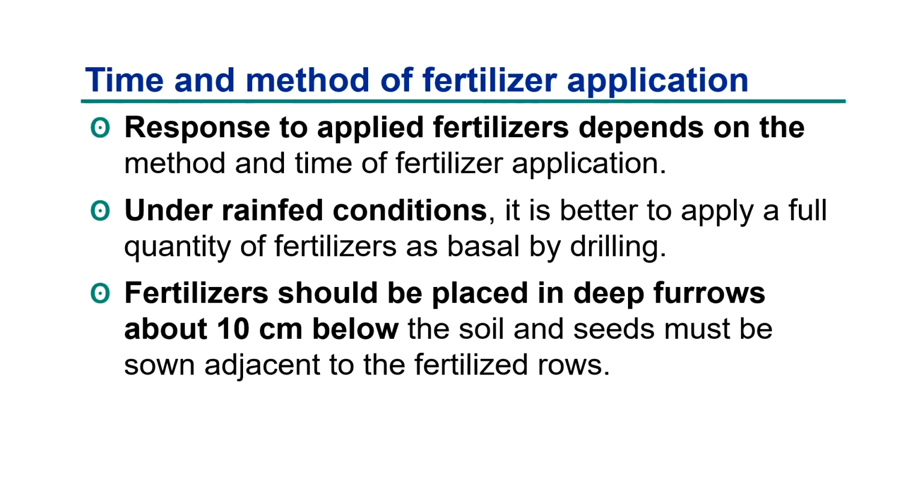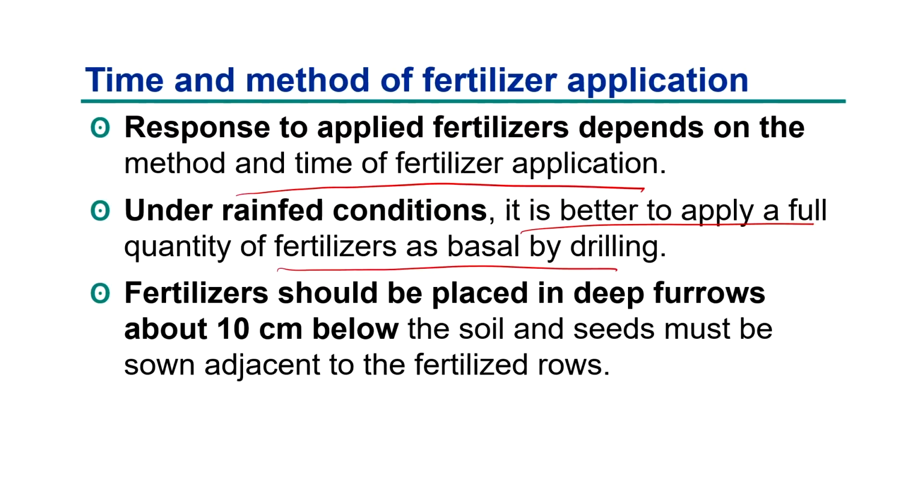Now, coming to the time and method of fertilizer application in safflower, response to applied fertilizer depends on the method and time of fertilizer application. This is very important. Under rain-fed condition, it is better to apply a full quantity of fertilizer as basal by drilling. Under rain-fed condition, whether it is phosphorus, potassium or nitrogen, all fertilizer should be applied basally, and it is better to apply by drill method than broadcast application. The efficiency of fertilizer use is less if we apply it through broadcast method.